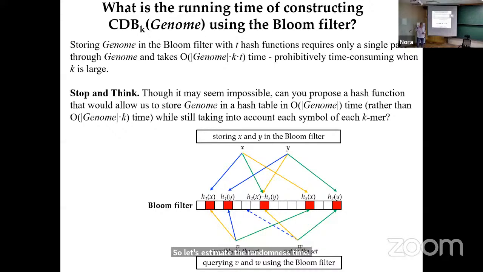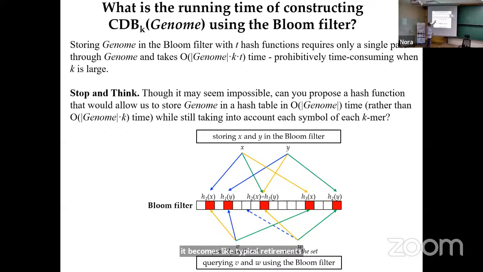Storing a genome in the Bloom filter with t hash functions takes just one single pass through the genome. We go, we find k-mers, store them in the Bloom filter, and then afterwards everything is done. So the running time will be O of the size of the genome, multiplied by k, because we need to look at the k-mers, and multiplied by t, the number of hash functions. Unfortunately, since our k is so large, it becomes prohibitively time consuming.